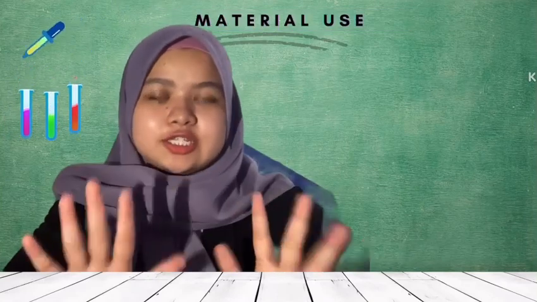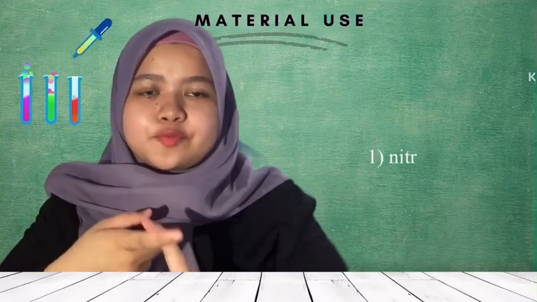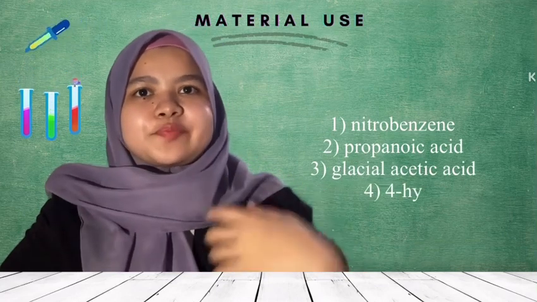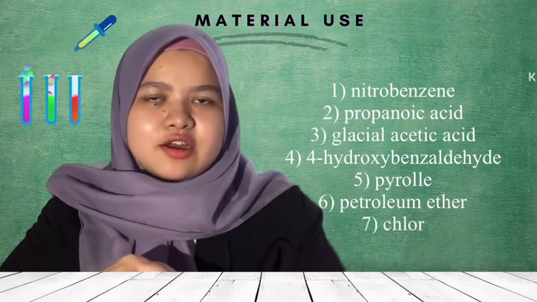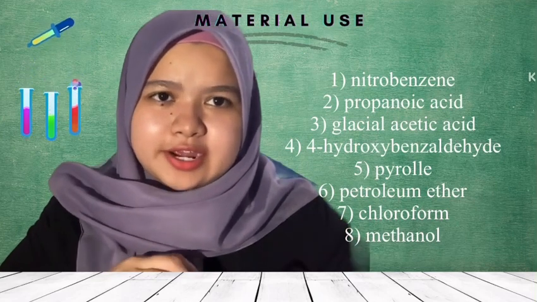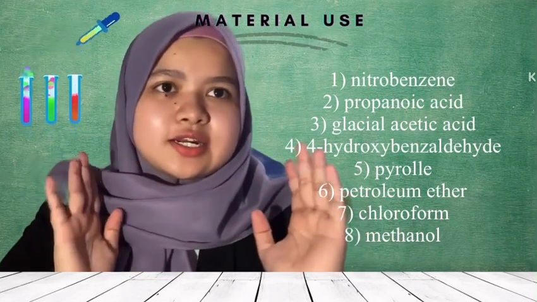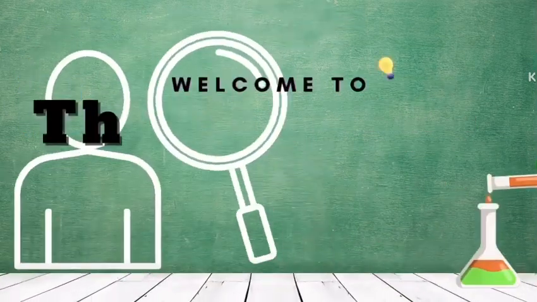For the methodology, the materials used are nitrobenzene, propionic acid, glacial acetic acid, hydroxybenzaldehyde, pyrrole, petroleum ether, chloroform, and methanol. The first stage is the synthesis of the porphyrins. Silica column chromatography with a size of 100 to 200 mesh will be used for the purification, and chloroform was used, followed by chloroform with 25% methanol.